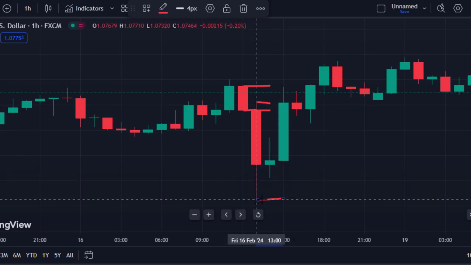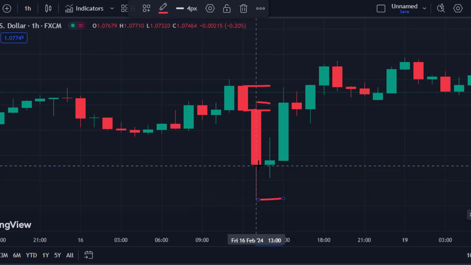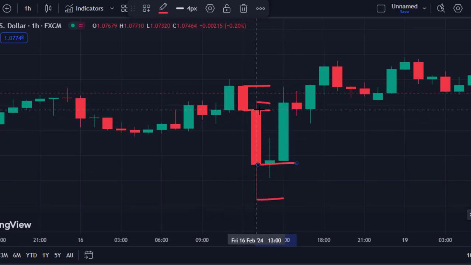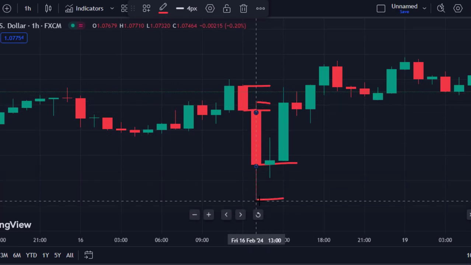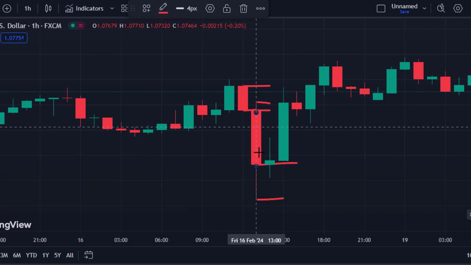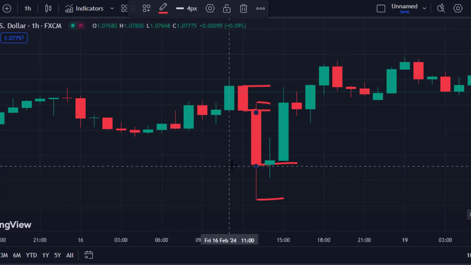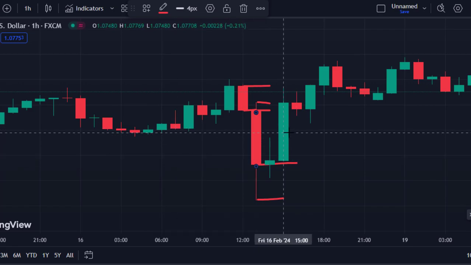So this is the lowest point that price got to, but price did not close at this area. This is where price closed. So from this point where price opened to this area where price closed forms the body of this bearish candle. But this is the highest point that price got to, and this is the lowest point that price got to during the formation of this candle. Remember, I am on the 1 hour chart on the EUR/USD chart. So this is what you need to know.